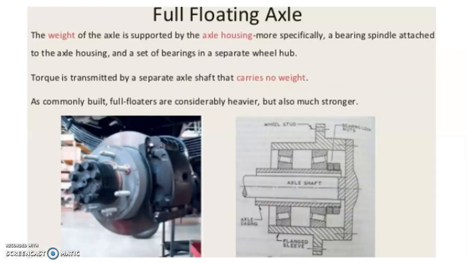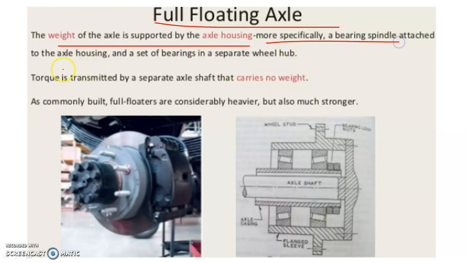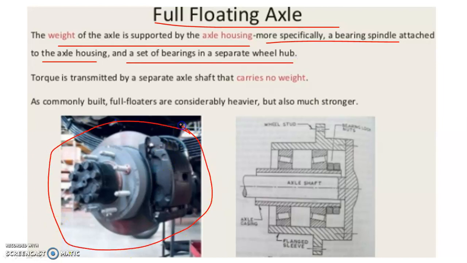Next type of rear axle is the full floating axle. The weight of the vehicle is supported by the axle housing. More specifically, the bearing spindle is attached to the axle housing and a set of bearings is in a separate wheel hub. So this is the structure of a full floating axle. The torque is transmitted by a separate axle shaft that carries no weight.